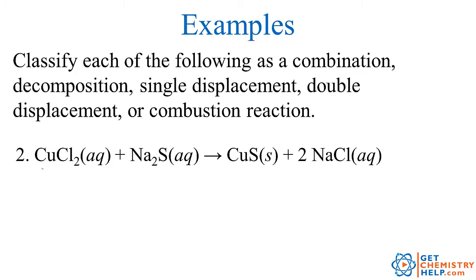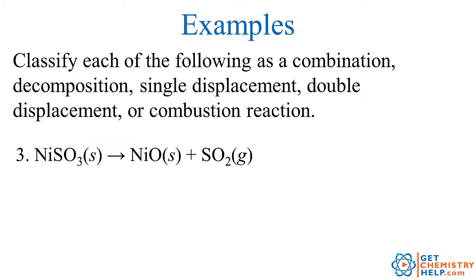In example 2, we've got copper(II) chloride plus sodium sulfide producing copper(II) sulfide and sodium chloride. Well, the sulfur was with the sodium, now it's with the copper. The chlorine was with the copper, now it's with the sodium. So two things were displaced, so this would be a double displacement reaction.